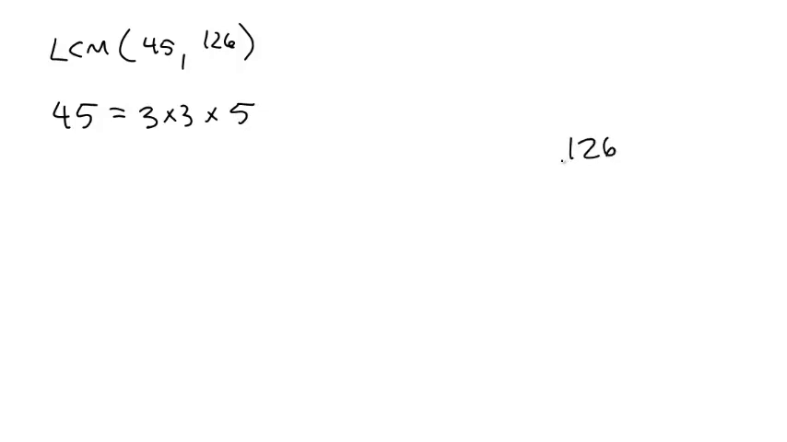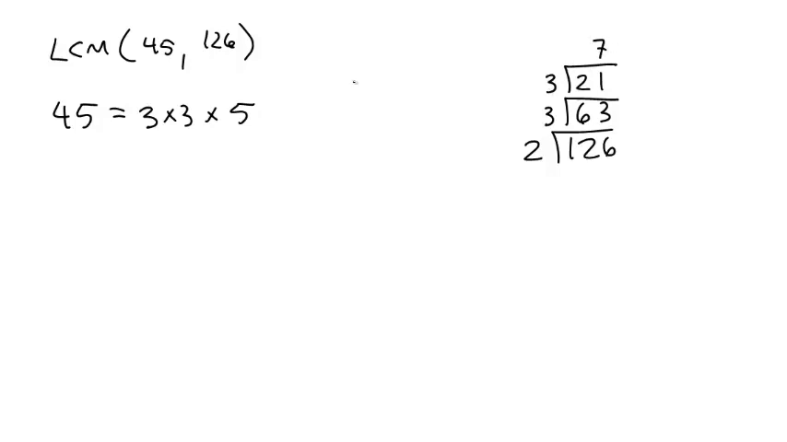126 ends in an even number, so we can divide it by 2. 2 goes into 12 six times, and then 3. No longer an even number. 6 plus 3 is 9, so that number can be divided by 3. 3 goes into 21, 2 plus 1 is 3, so that can be divided by 3. Remainder of 7. 7 is prime.